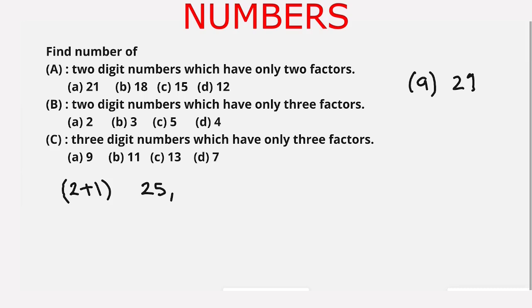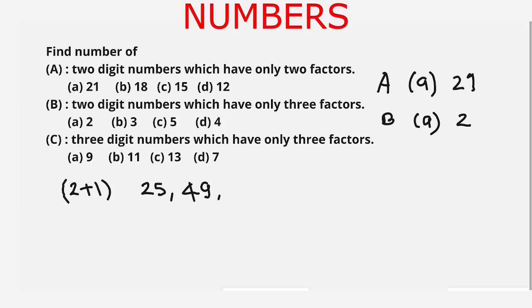Now the next number is 7. 7 times 7 is 49, and 49 is a 2-digit number which has 3 factors, 1, 7 and 49. After that, the next prime number is 11, and the square of 11 is 121, which is a 3-digit number. So we have only 2 such numbers which have 3 factors, and those are 25 and 49. So for part B, the answer is option A, 2, and those 2 numbers are 25 and 49.